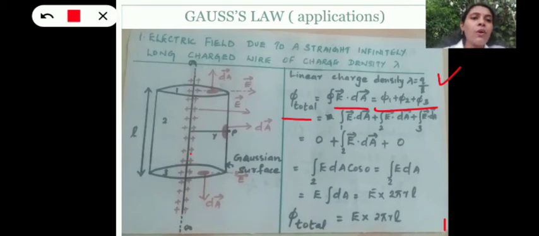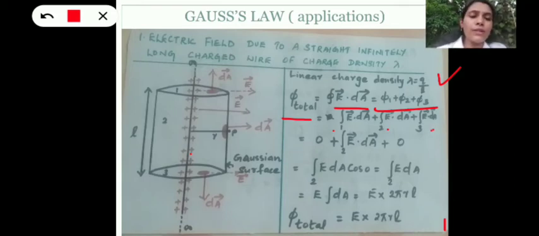Next, first phi 1. What is the equation to find phi 1? That is integral E dot dA for surface 1. Now, phi 2 is calculated using the formula integral E dot dA for surface 2. Now, phi 3 is integral E dot dA for surface 3.